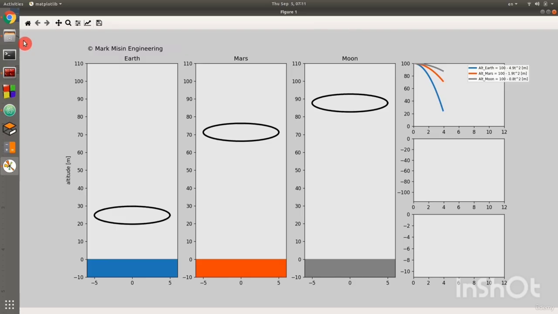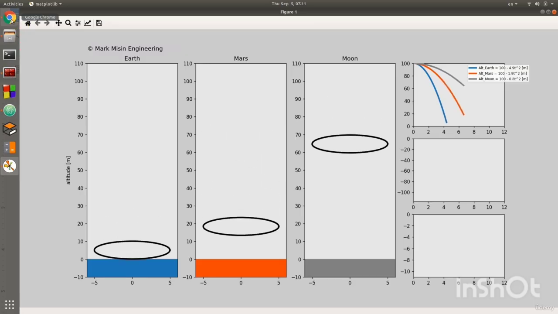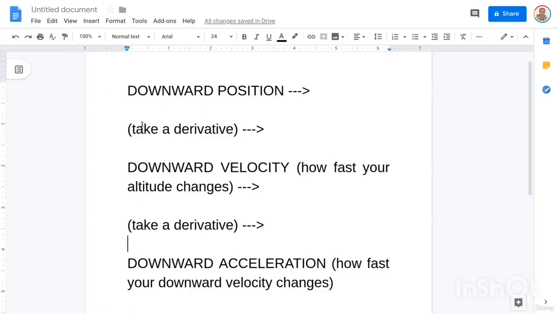Now, as we learned before, if you take the derivative of the position function, then what you get is a downward velocity function. In other words, the function that you get will tell you how fast your altitude changes. It will describe mathematically how fast your altitude changes. So it's a downward velocity. So you will have another function here.